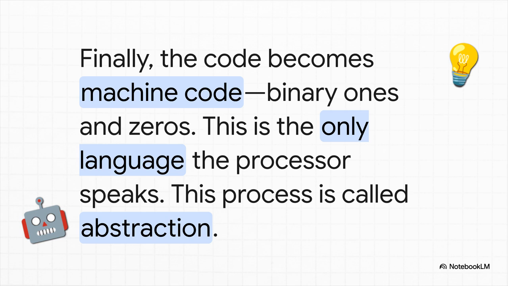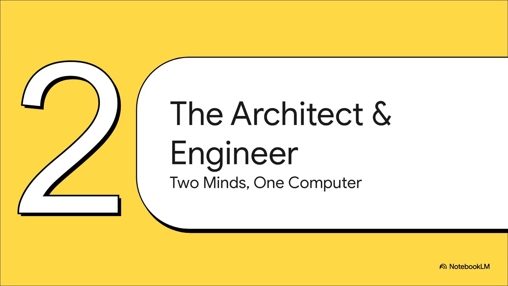This whole process, going from a language we can kind of read down to the machine's native tongue, is a super important concept called abstraction. It's the magic trick that lets us build these incredible systems without having to think in ones and zeros all day. So, who designs this whole complicated system?